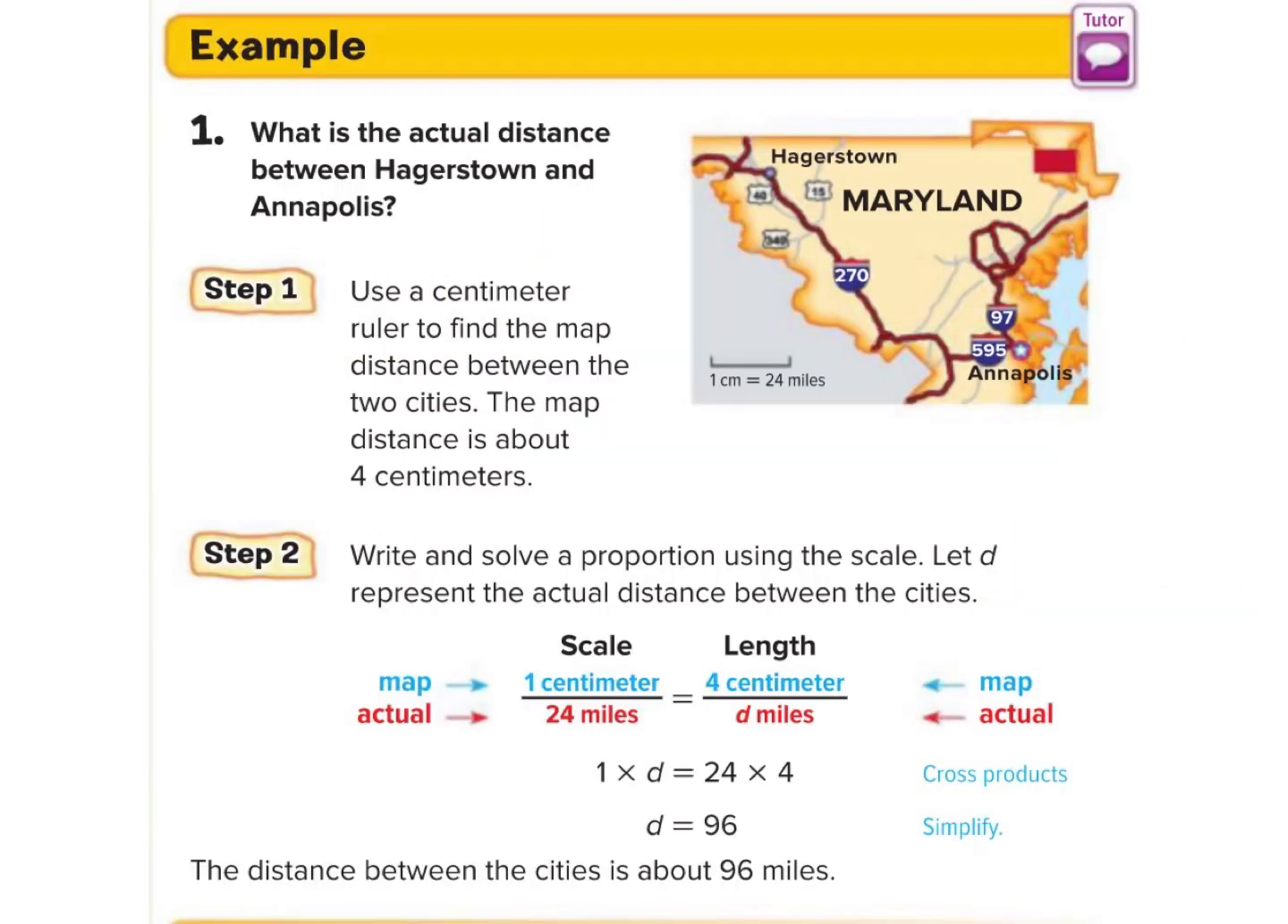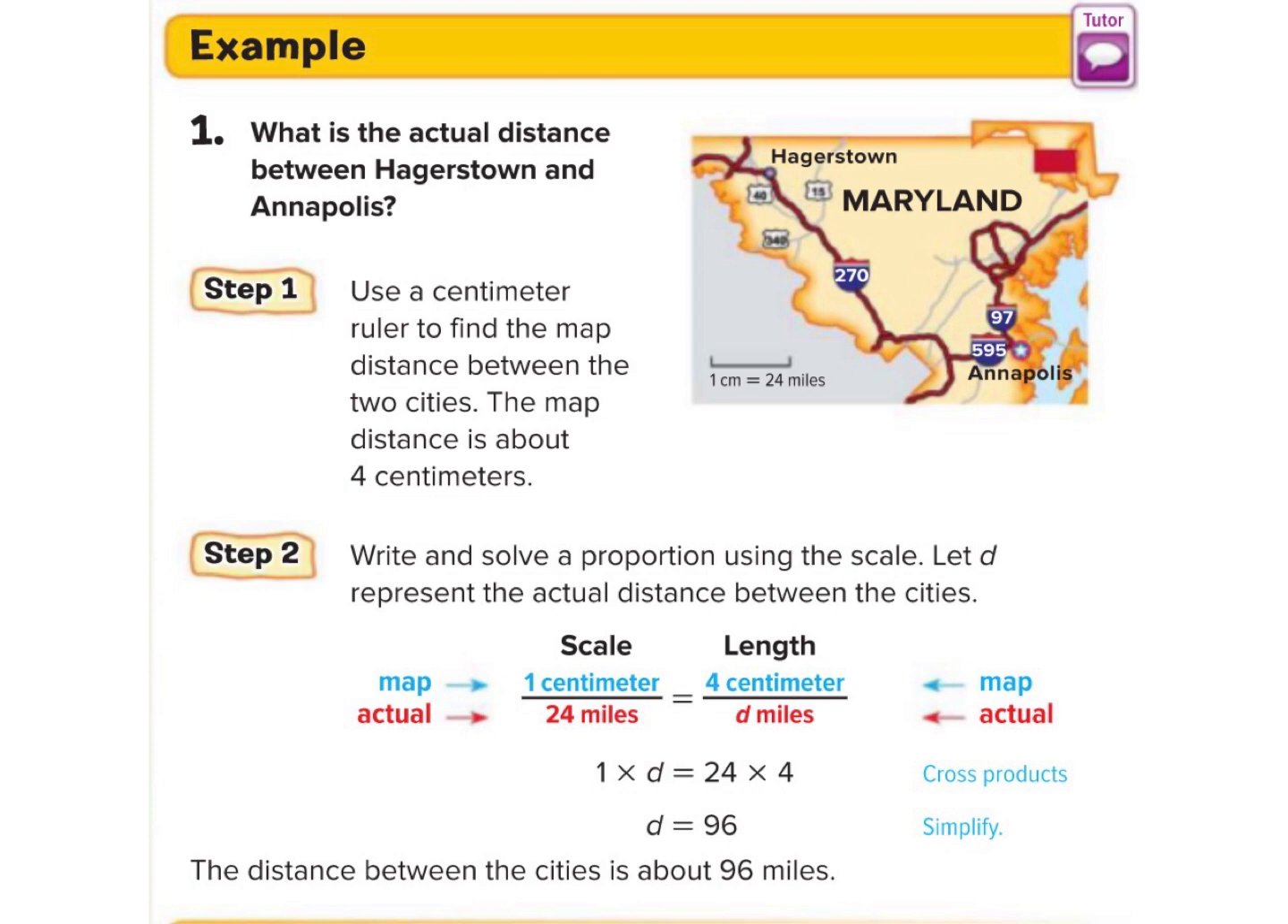Example number 1. What is the actual distance between Hagerstown and Annapolis? So step 1, on your sheet you would use a ruler to find the map distance between the two cities. The map distance is about 4 centimeters. Then step 2, write and solve a proportion using the scale. Let D represent the actual distance between the cities.